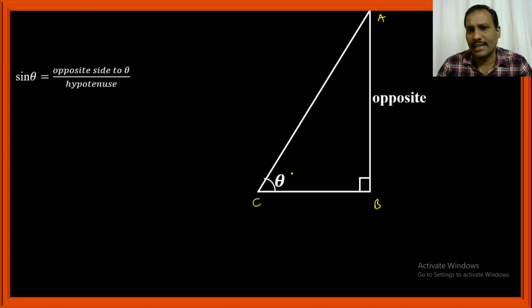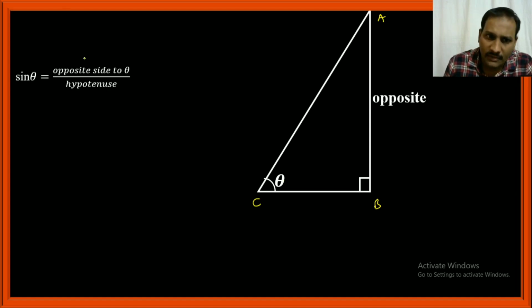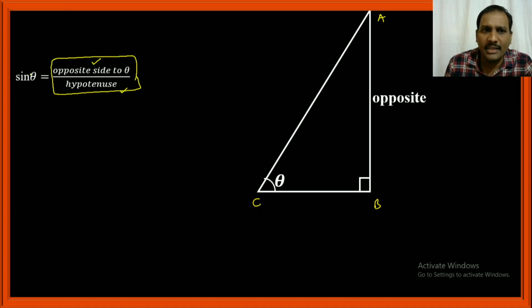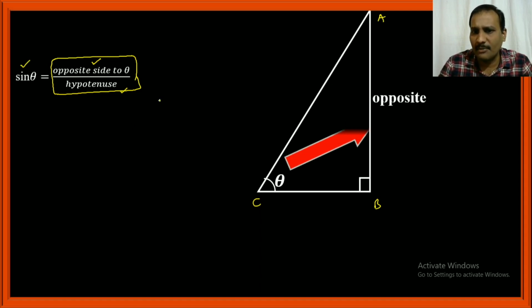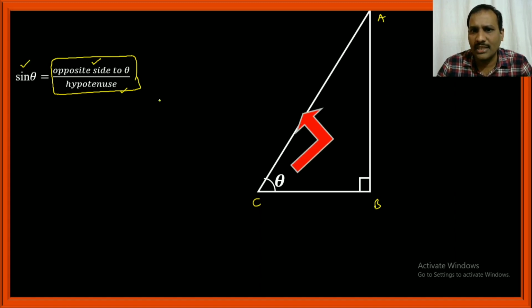So we are taking the opposite side by hypotenuse. We got this ratio as a constant, and I am naming this as sine theta. Opposite side by hypotenuse is sine theta. So what is the opposite side? AB is the opposite side, and what is the hypotenuse here? Yes, AC is the hypotenuse.